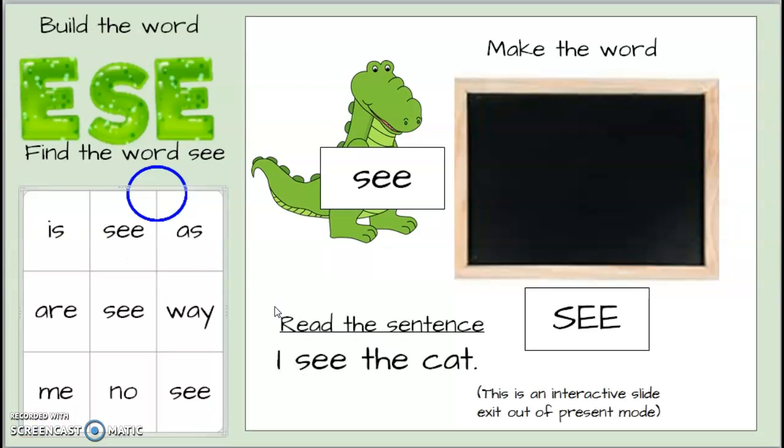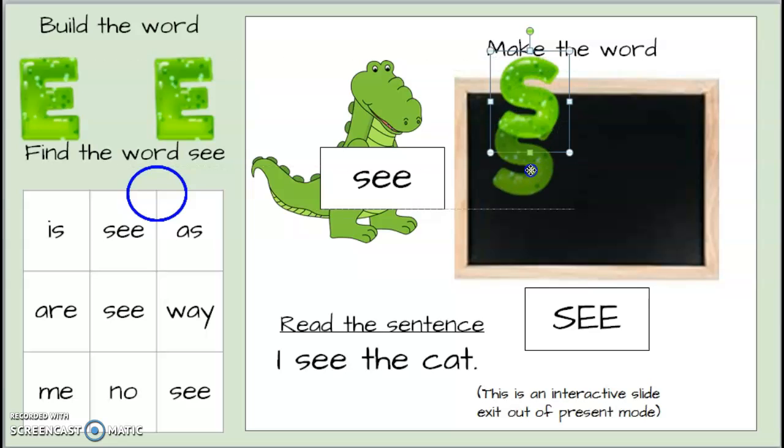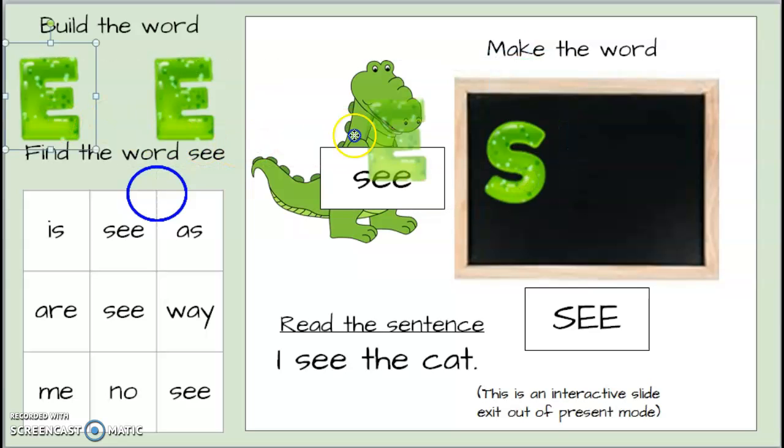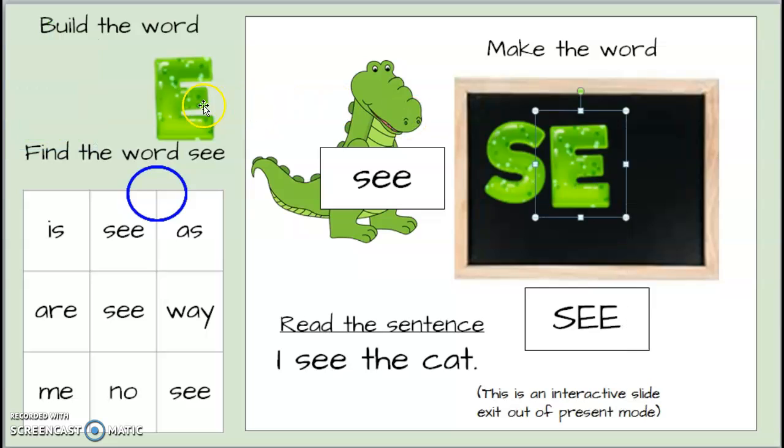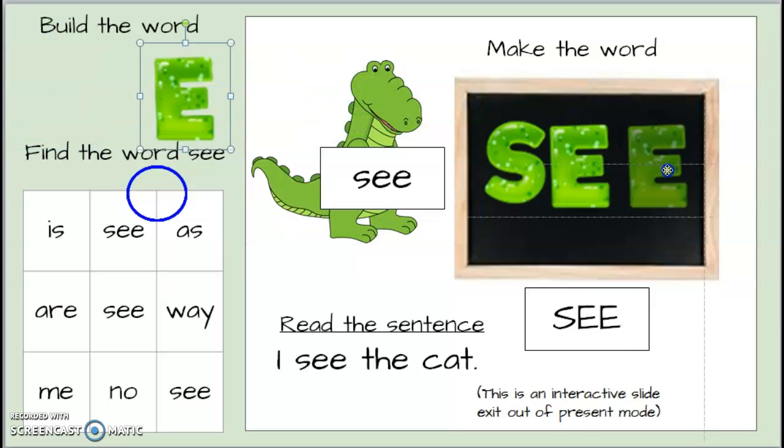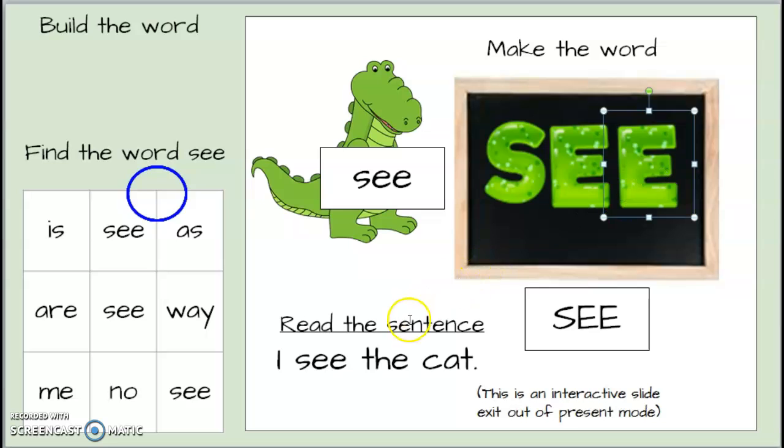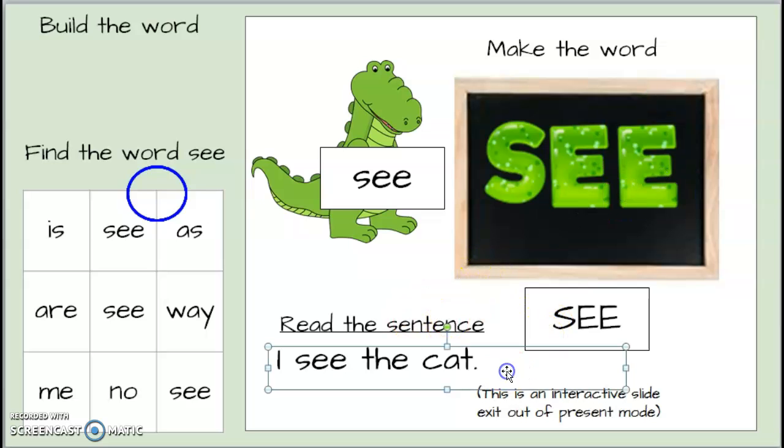Now that we know how to write the word see, let's try to write it together. We will build it on the blackboard. S, E, E. This is how we write the word see.